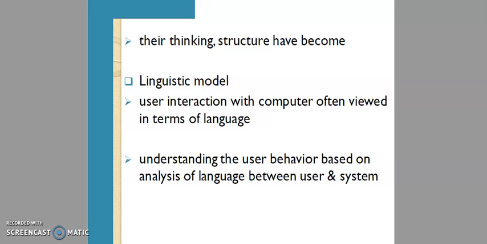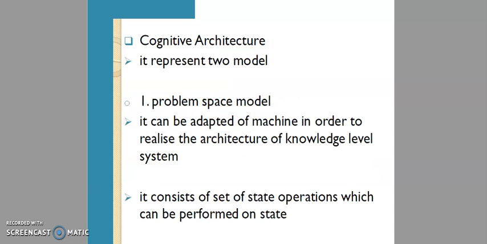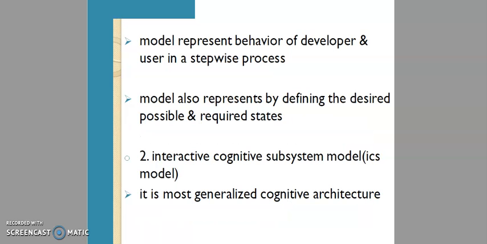User interaction with computers is often discussed in terms of language. Understanding user behavior is based on analysis of the language between user and system. Cognitive structures represent two models. First is the problem space model. It can be adapted to a machine in order to realize the architecture of a knowledge level system. It consists of a set of states and operations which can be performed on states.